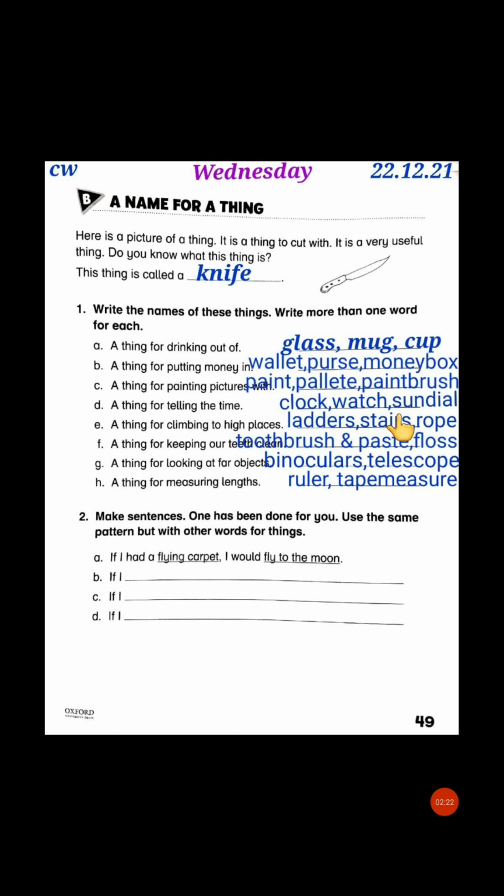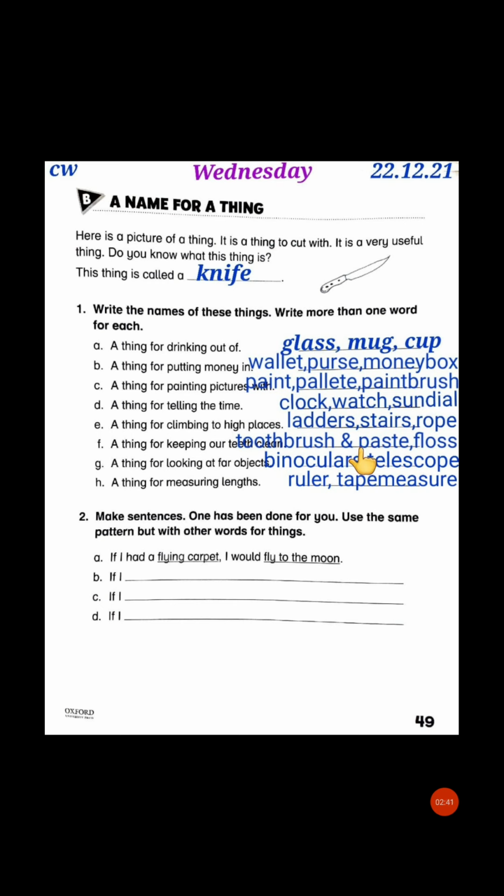Clock, watch, sundial. Part E, a thing for climbing to high places. Ladder, stairs, rope. Part F, a thing for keeping our teeth clean. Toothbrush and paste. There was no space here, beta.